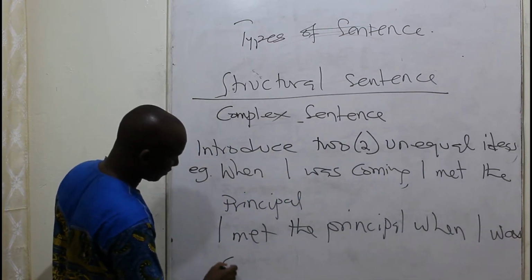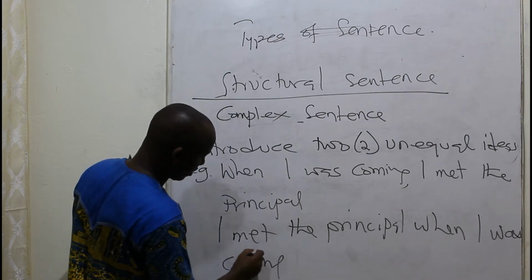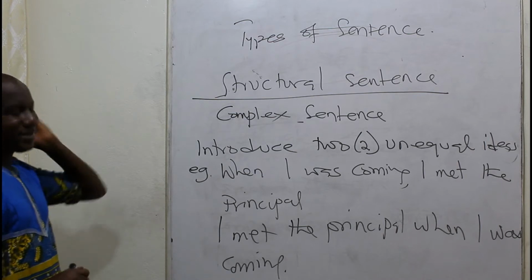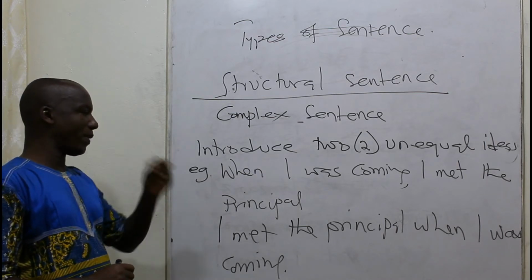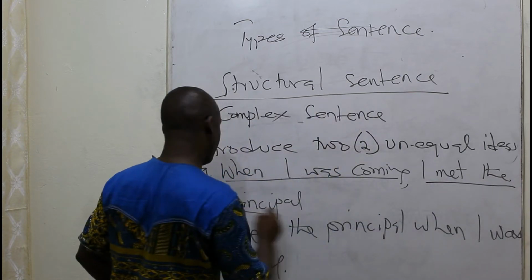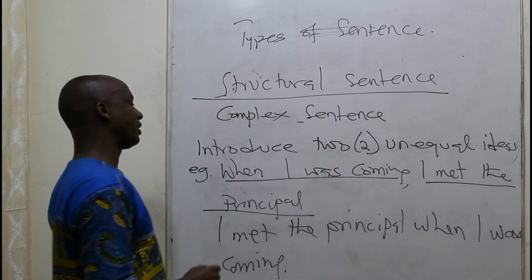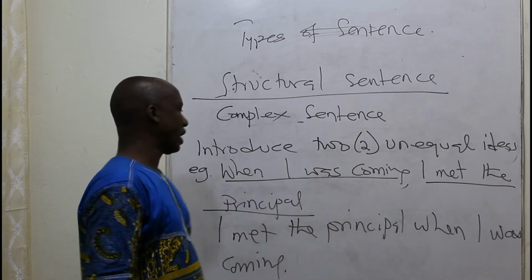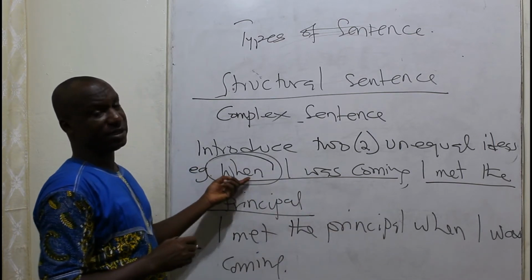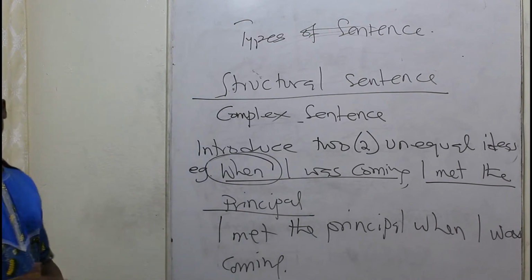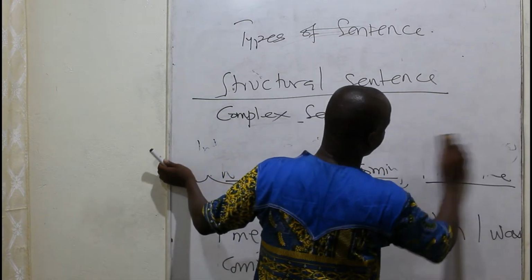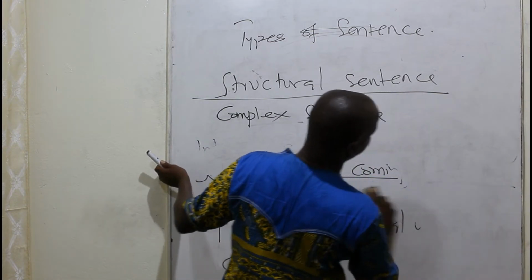When I was coming. This tells you that the sentence has two parts. This is the first part, and this is the second part, which is separated by the comma. And that also begins with a subordinating conjunction. And so, what are some of the subordinating conjunctions we are talking of here?